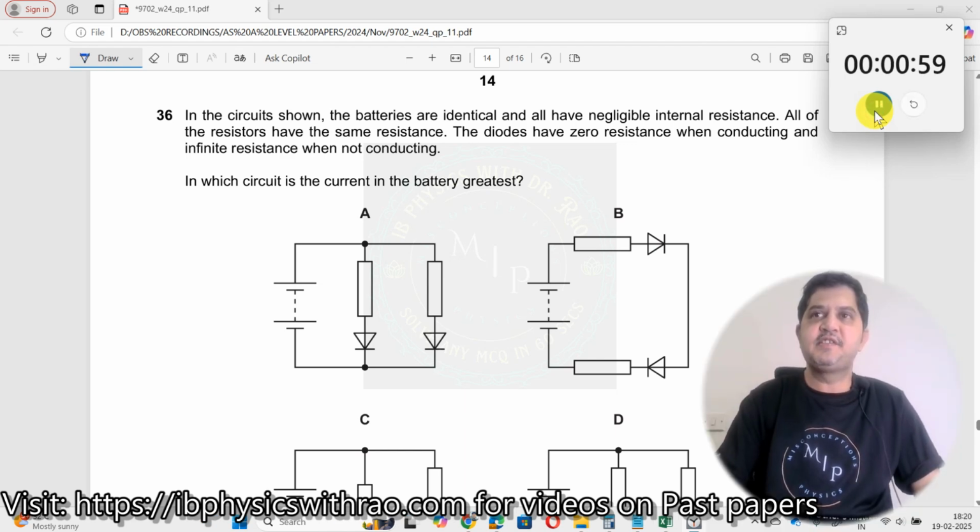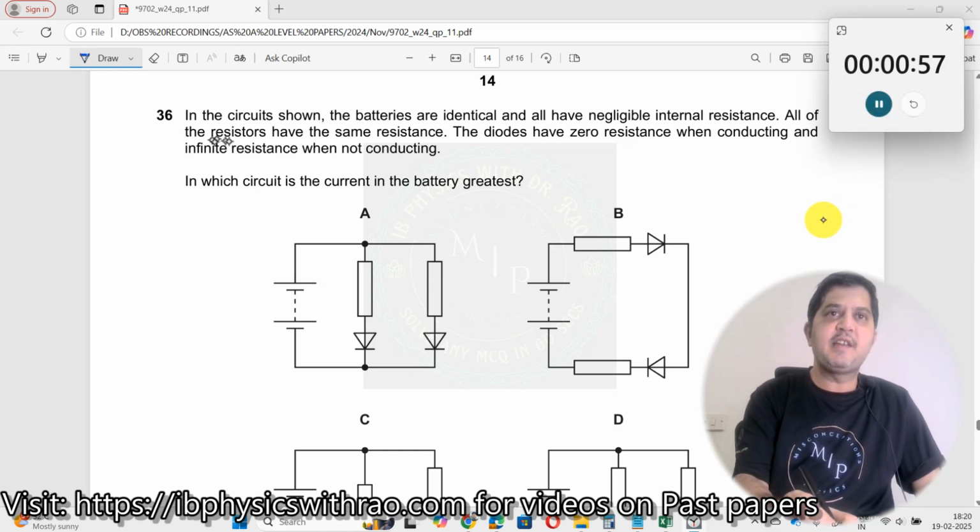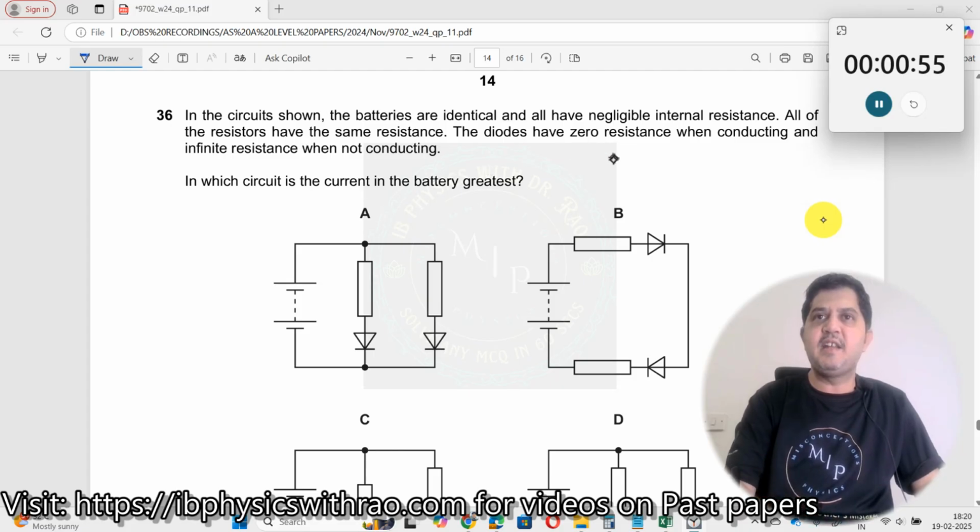Question number 36 is a problem on diodes. In the circuit shown, the batteries are identical and all have negligible internal resistance. Okay, there's a battery, there are two resistors, there are two diodes connected. All of the resistors have the same resistance. Diodes have zero resistance when conducting and infinite resistance when not conducting. Okay, in which circuit is the current in the battery greatest?